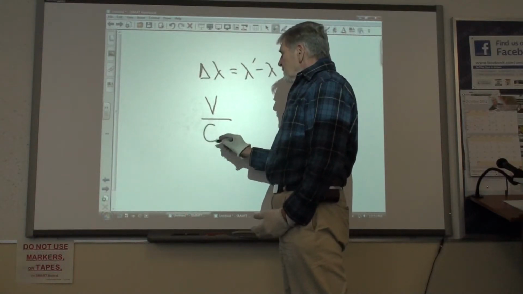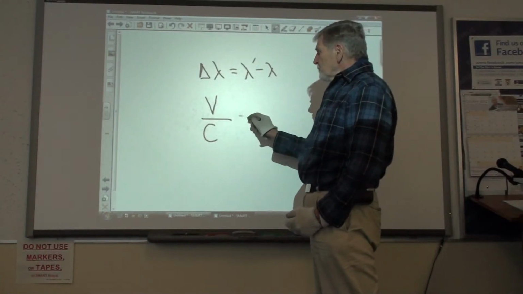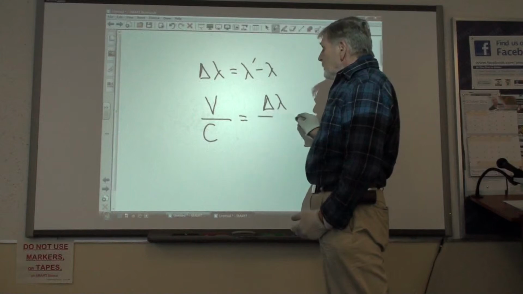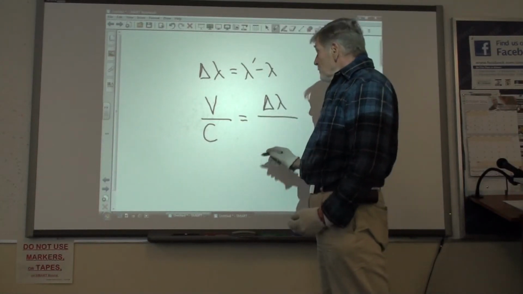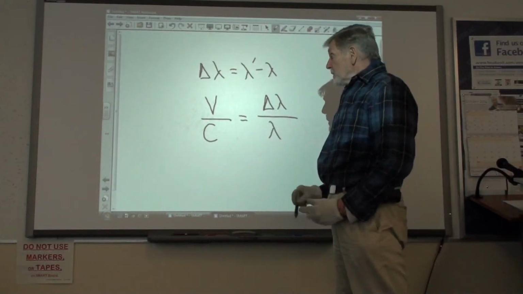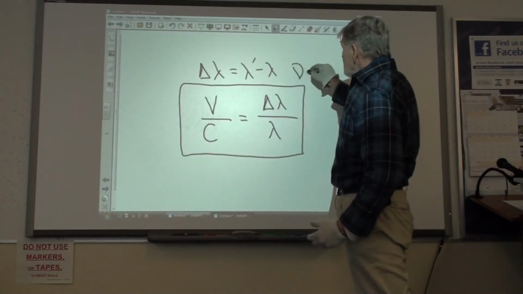The wave is moving with a speed c. The ratio between your velocity and the speed of the wave is the same as the ratio between the change in the wavelength that occurs because of your motion and the wavelength that is present if there is no motion at all. And this relationship is known as the Doppler shift.